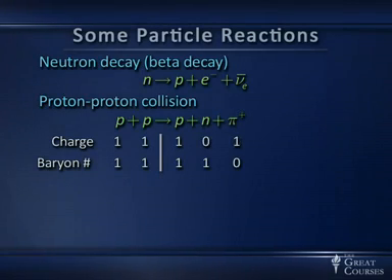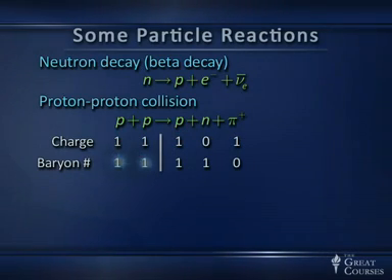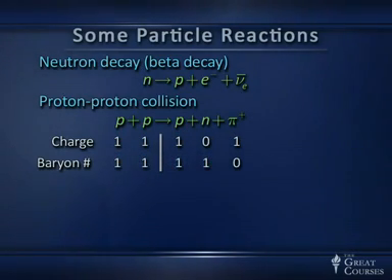Here is another one. P plus P goes to P plus neutron plus pi plus. That works too. Two positive charges on the left, two on the right. The neutron is neutral. The baryons, we got two on the left, two on the right. We're good with that. We're good with everything else.